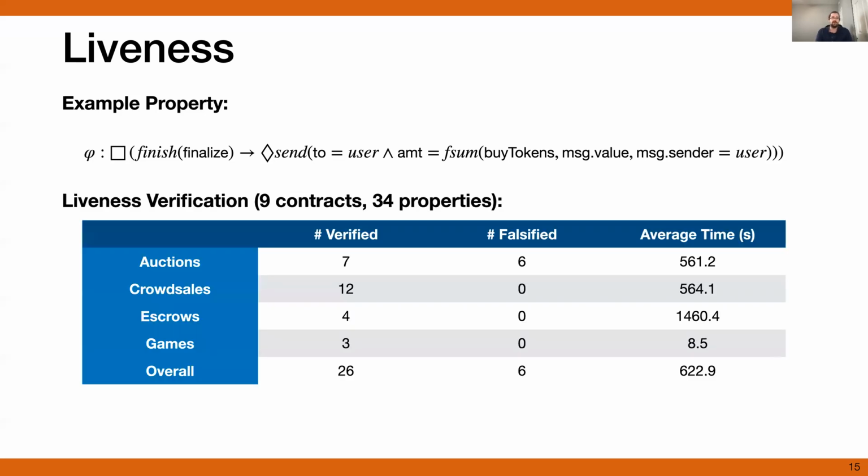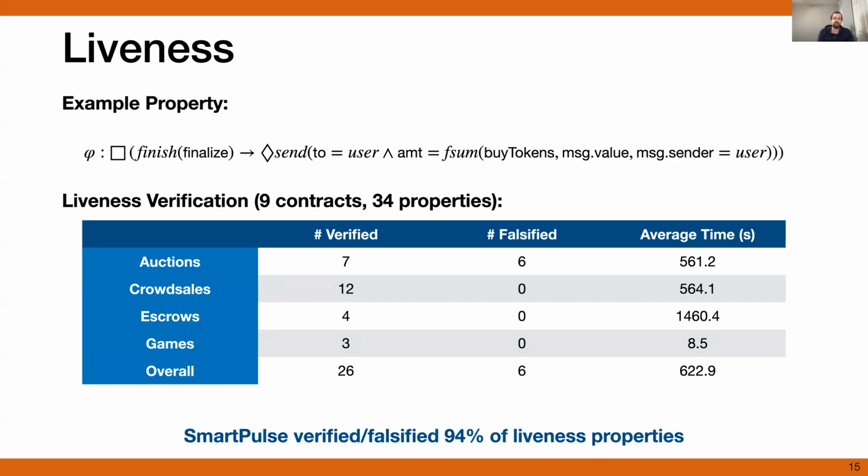So we checked a number of contracts. We checked 9 contracts against 34 total properties, and we were able to verify 26 of those properties and falsify 6 of them. And it took on average about 10 minutes. So altogether, SmartPulse was able to verify or falsify 94% of the liveness properties that we looked at.